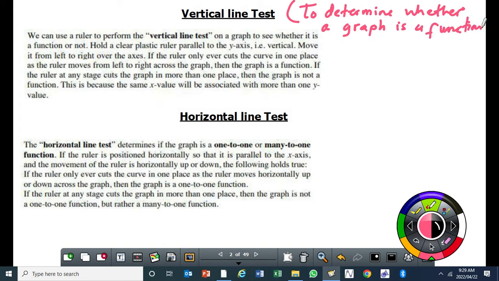Okay? At this stage, we are not worried about what type of function it is, whether it's one-to-one or many-to-one. We just want to know whether the graph is a function or not. So we use the vertical line test.